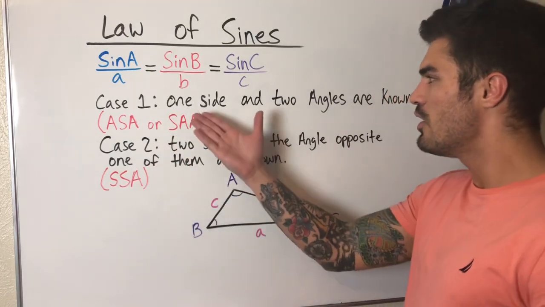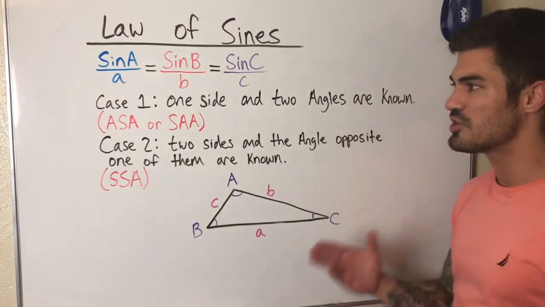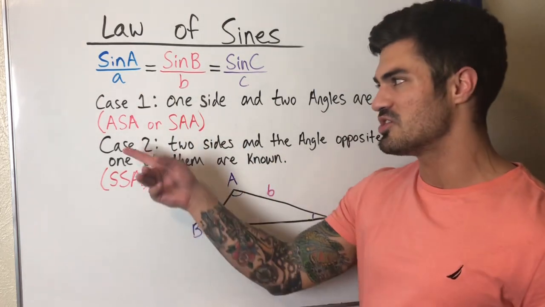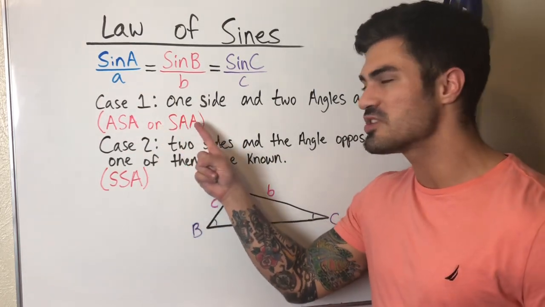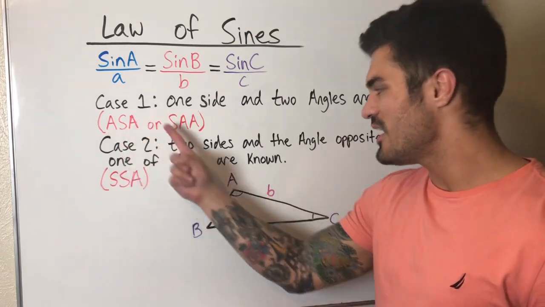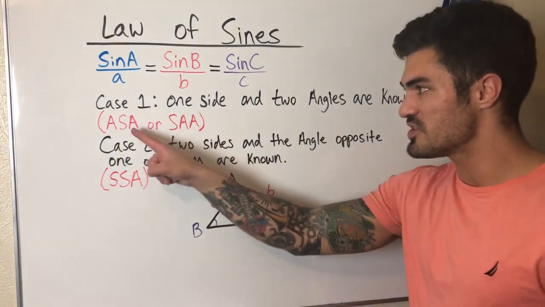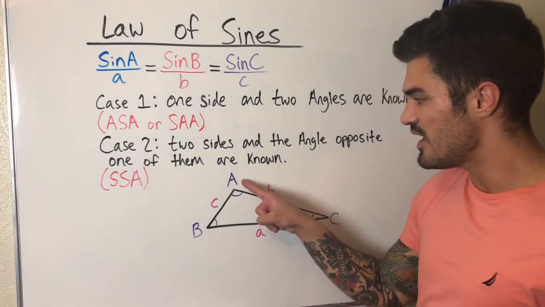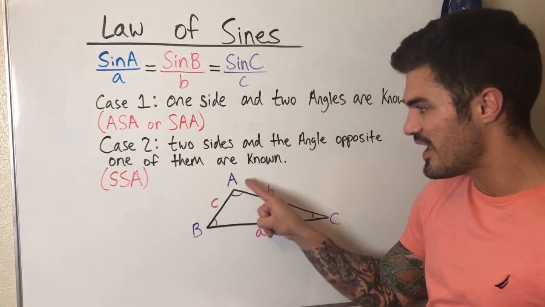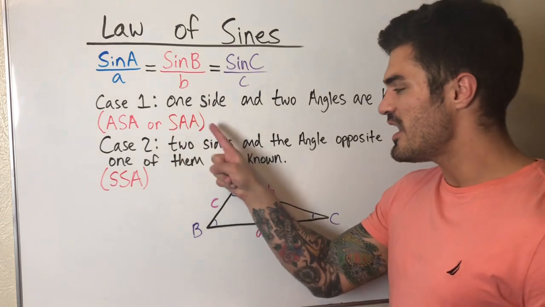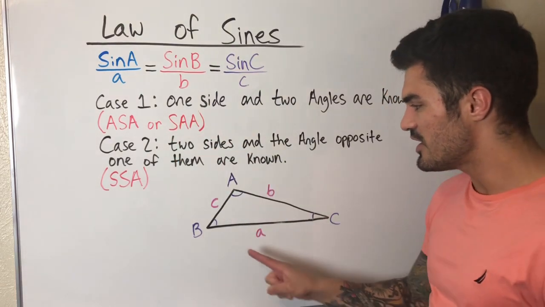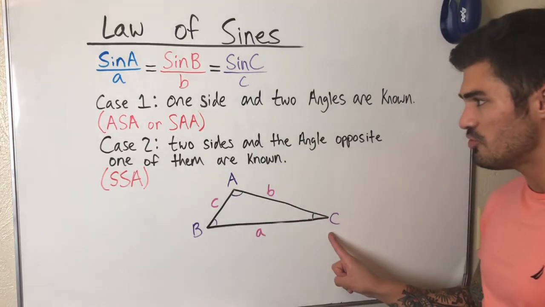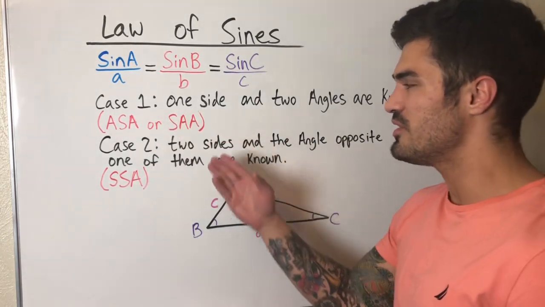Case one: one side and two angles are known. So this is ASA or SAA, the abbreviation for angle, side, angle, or side, angle, angle. With angle, side, angle, we go in order. So, for example, if I knew angle B, side C, and angle A, that would be angle, side, angle. Side, angle, angle would be something like if I knew side C, angle A, and angle C. Okay, so those are the abbreviations.